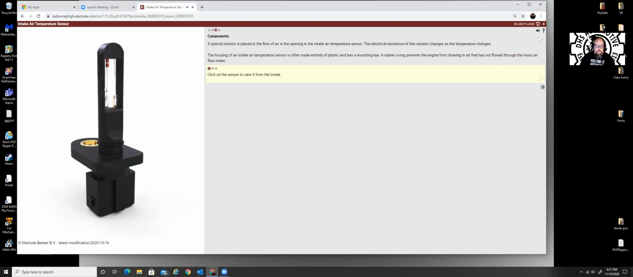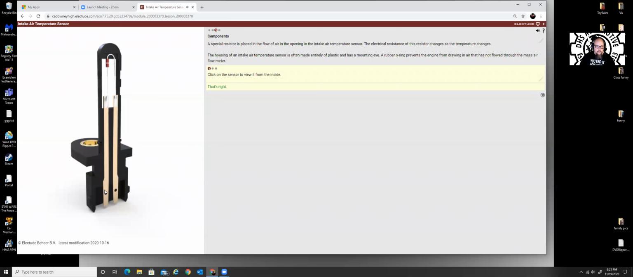Click on the sensor to view from the inside. So you click on the sensor, wow, we got this piece of metal, and the metal changes right here before it comes back out. So pin 1 and pin 2 of the sensor, and in between is a special resistor. Now a resistor has resistance, go figure. Okay, so that resistor has got resistance, and what happens is the computer will look at the resistance value of this sensor and make a determination of how much air is coming in based off of the heat.